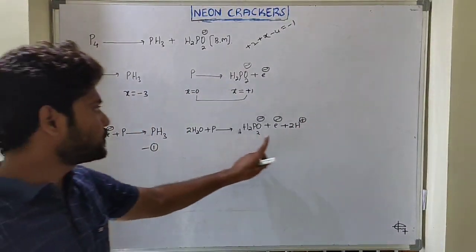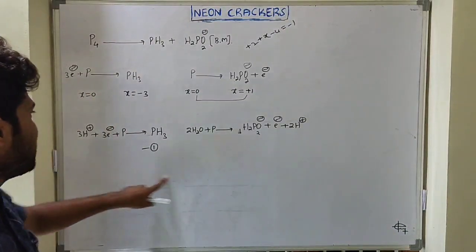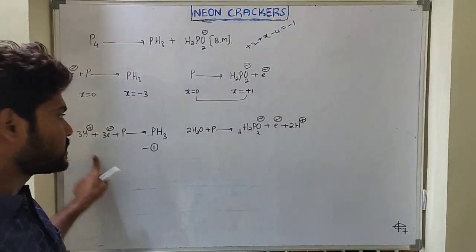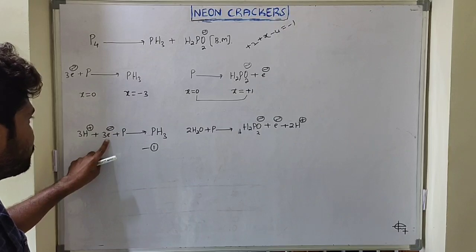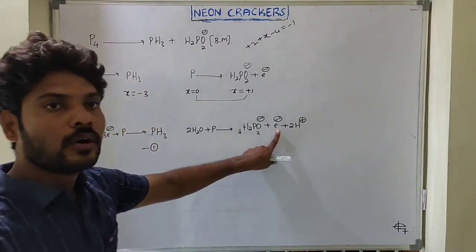Now after doing this, the last step is to balance the number of electrons on both sides. Here how many electrons are there? 3. Here how many electrons are there? Only 1.